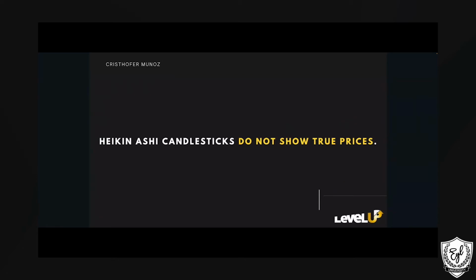I always keep it real. Nothing's going to be 100% when it comes to the stock market. I really want you to understand that. Hence, confluence is definitely the way to go because you're able to mix and match different things when it comes to price action. Heikin Ashi candlesticks do not show the true price.